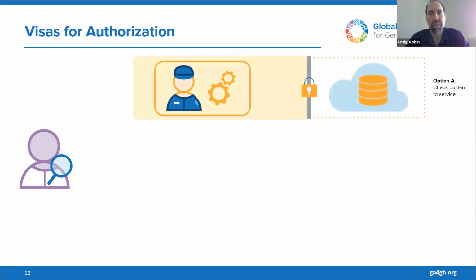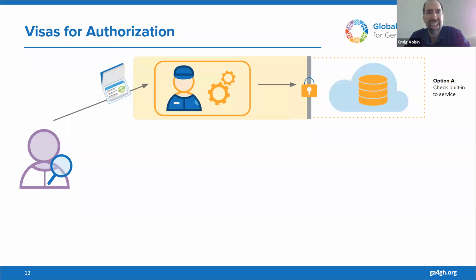So let's take a look at the first option. So one option is you might have an existing service, or you might be planning a service, and you might want to integrate the passport control straight into that service. So what would happen is the researcher would be using their tools, their clients, et cetera. They would be passing these things in.